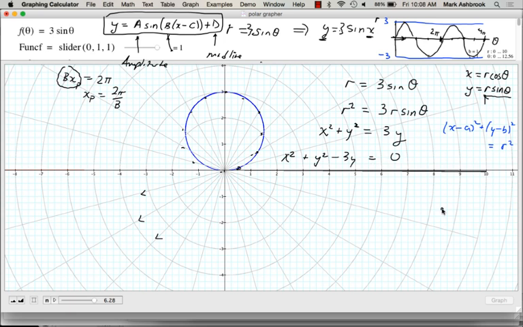And what do I need? I need perfect squares, right? I need x minus a quantity squared, y minus b quantity squared. So the x minus a, that's good. That's x minus 0 quantity squared. What about this y squared minus 3y? I need that to be a perfect square binomial, so I have to complete the square.